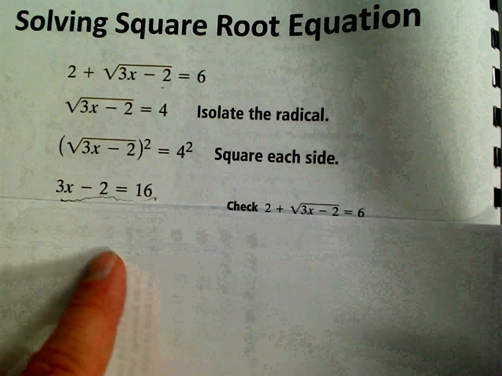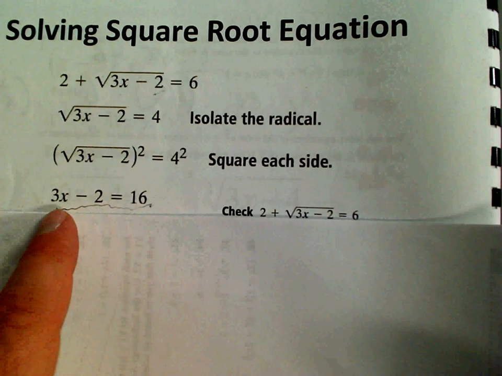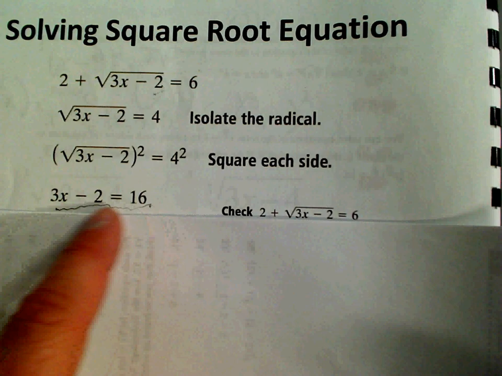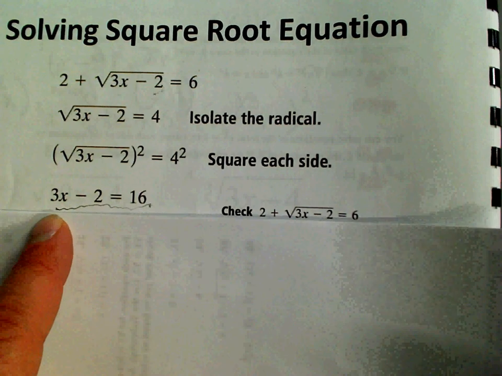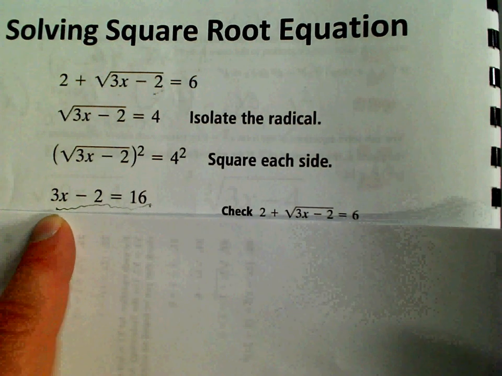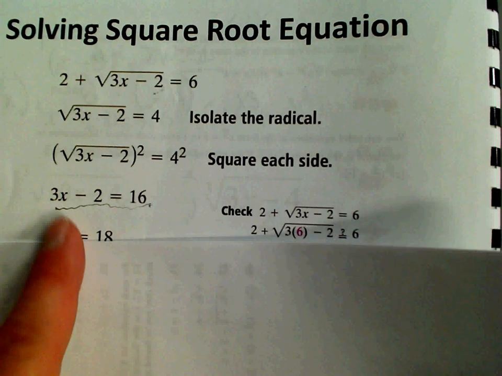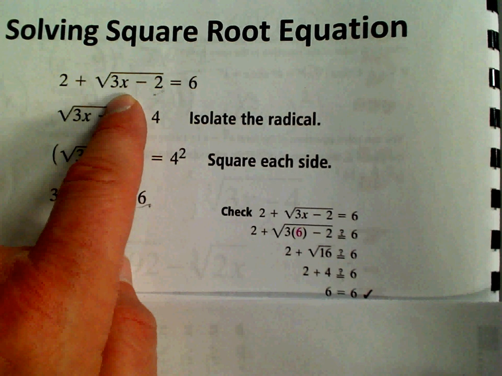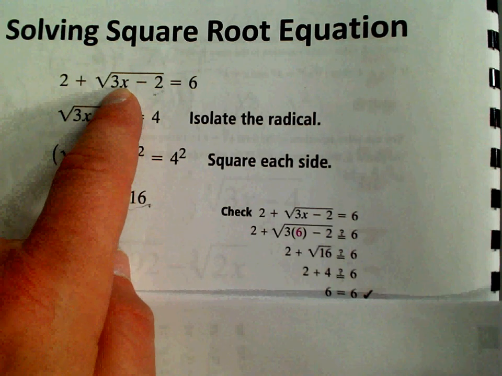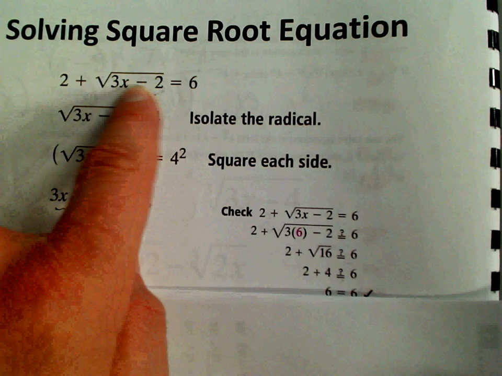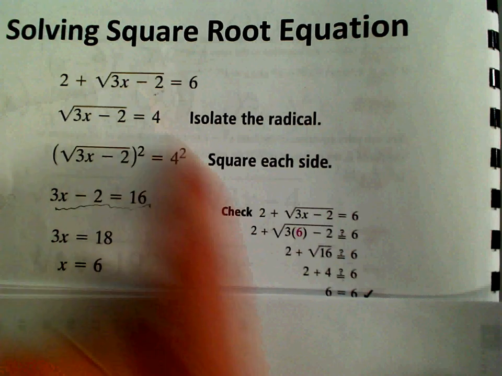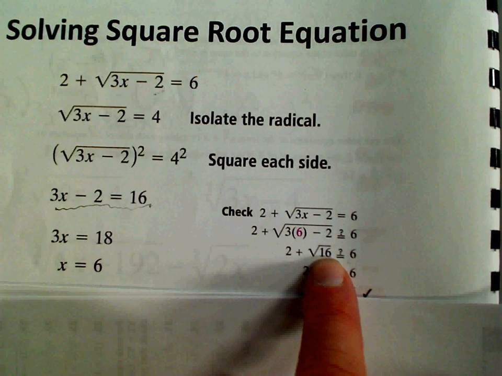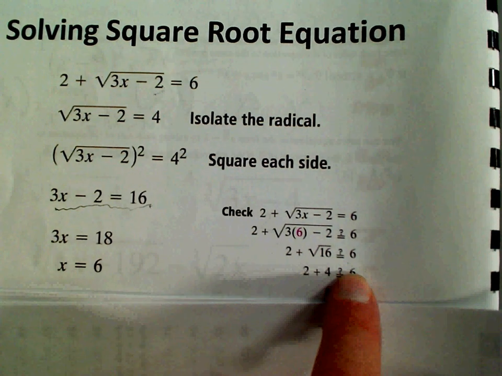And then this now looks a lot more like an Algebra 1, an 8th grade, or 7th grade equation. All right? Add the 2, divide by 3, we get 6, and you can check it. You put it right back up in there to make sure it works. 6 times 3 is 18, minus 2 is 16. Like you see, square root of 16 is 4, and 4 plus 2 does make 6. So it checks.